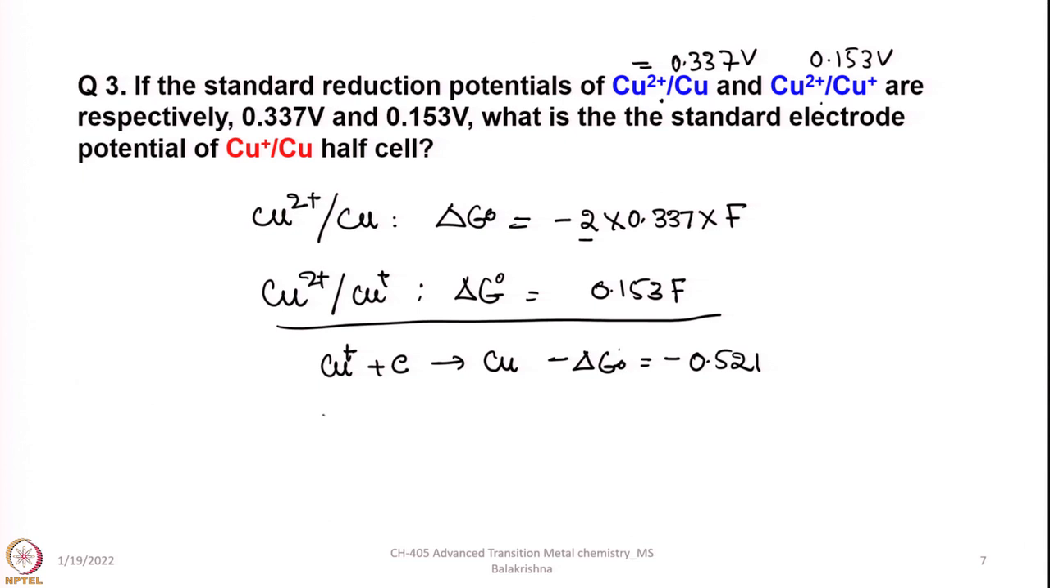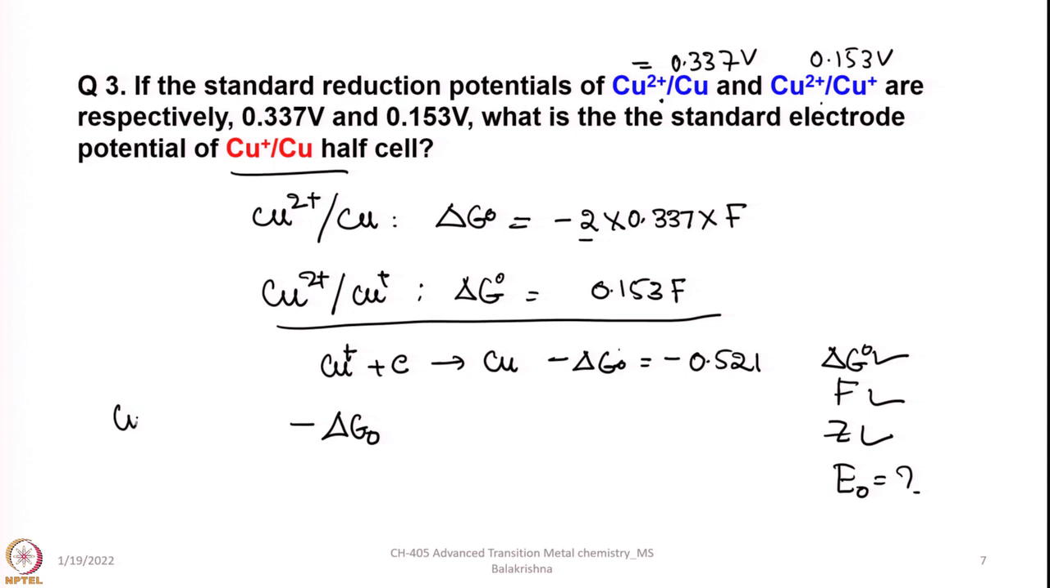Now, we can use this for this reaction. For this reaction, we know the delta G naught, F is known and Z is known. We have to find out E naught. E naught equals what? So, let us put this equation, minus delta G naught.